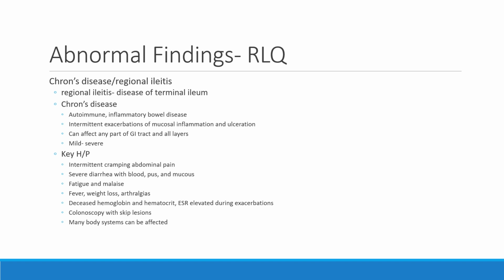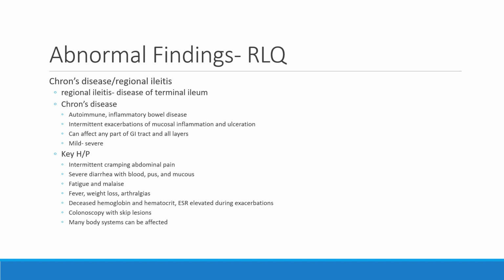Crohn's disease or regional ileitis. We did discuss this a little bit when we were talking about the different portions of the small intestine. So regional ileitis is a disease of the terminal ileum, subacute or chronic necrotizing inflammation. Crohn's disease is autoimmune inflammatory bowel disorder, intermittent exacerbations of mucosal inflammation and ulceration. This really can affect any part of the GI tract and all layers of the GI tract. It can be mild to severe.